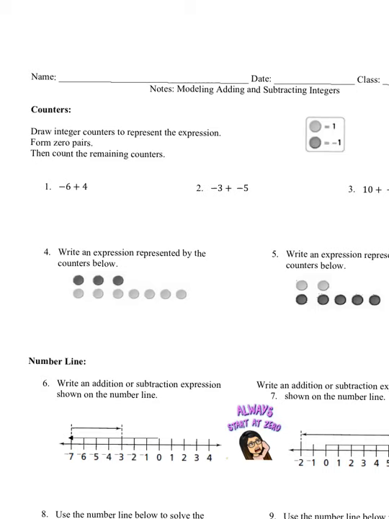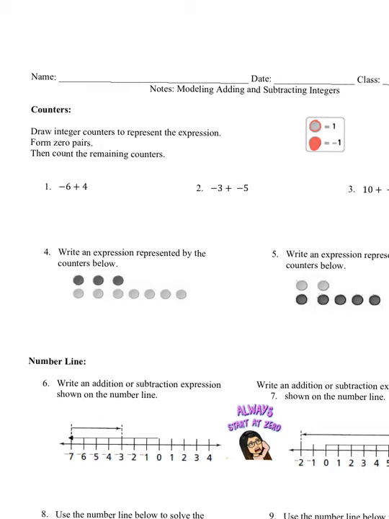Today I am going to go over modeling adding integers. So let's start with counters. Positive 1 will be an open circle. Negative 1 will be a shaded circle. They both look shaded, but the first one is positive and the second one is negative.